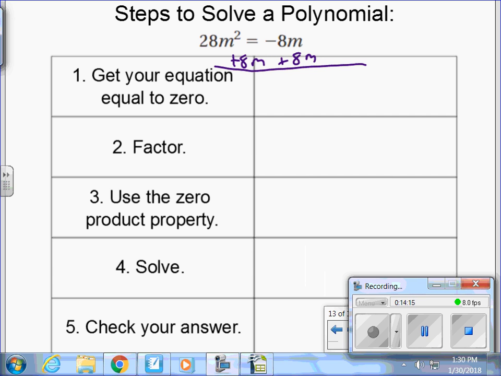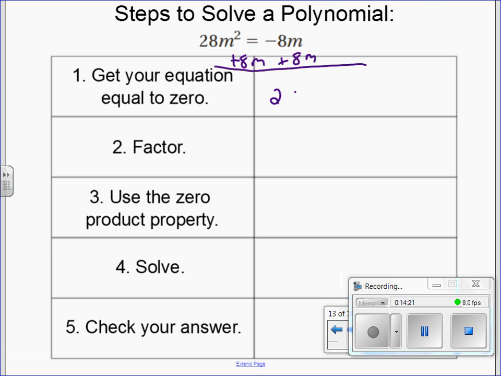Alright, so step 1 is get everything set equal to 0, and we decided we were going to move the 8m over to join the 28m squared. That way we can be living in the world of the positives and not have any negative numbers.